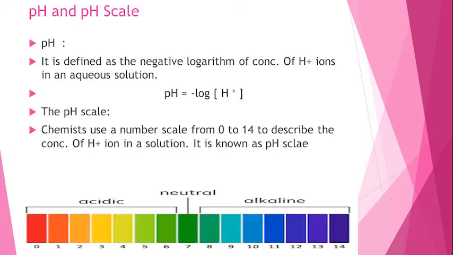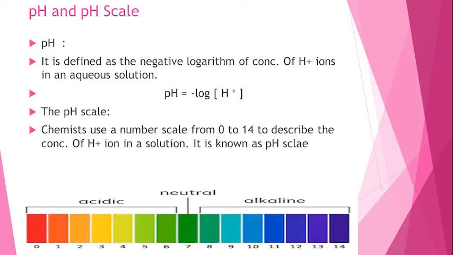Dear students, you see the definition of pH scale. What is pH scale? Chemists use a number scale from 0 to 14 to describe the concentration of H ion in a solution. It is known as pH scale.